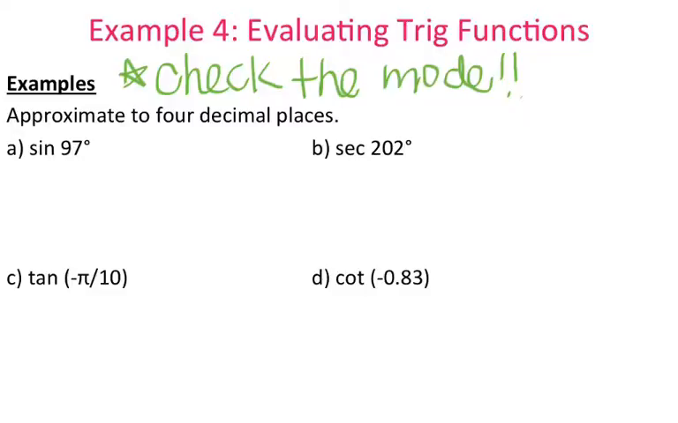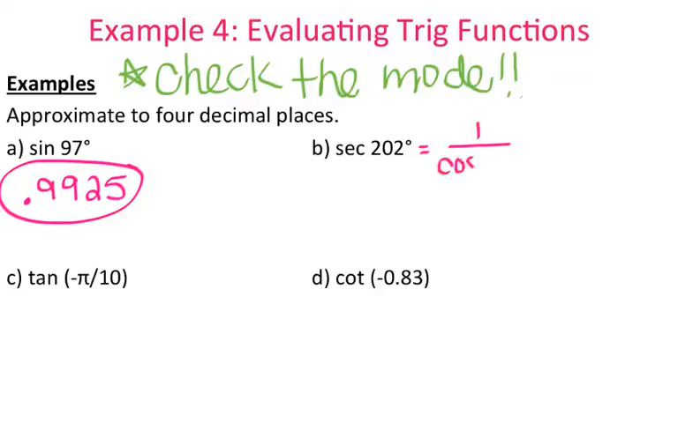This says to go to 4 decimal places. So that is 0.9925. And then for secant, you don't actually have a secant button on the calculator, so I'm going to do 1 over cosine of 202. Since cosine and secant are reciprocals of each other. So 1 divided by cosine of 202 is negative 1.0785.